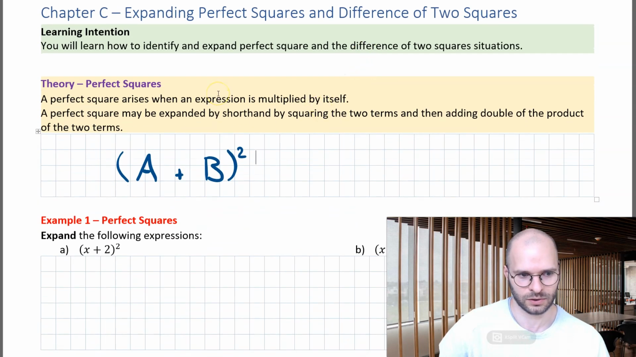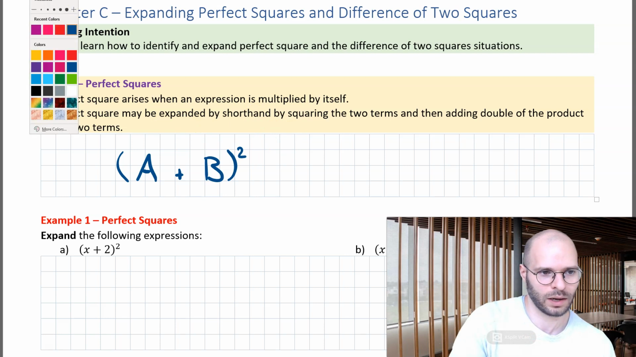Starting off with perfect squares, a perfect square arises when an expression is multiplied by itself. If we observe this example down here, we have the expression a plus b, and it's multiplied by itself as shown by the squared symbol. A perfect square may be expanded by shorthand by first squaring the two terms and then adding double of the product of the two terms.